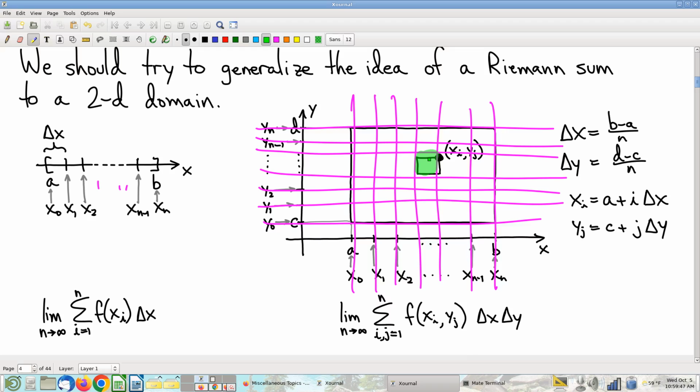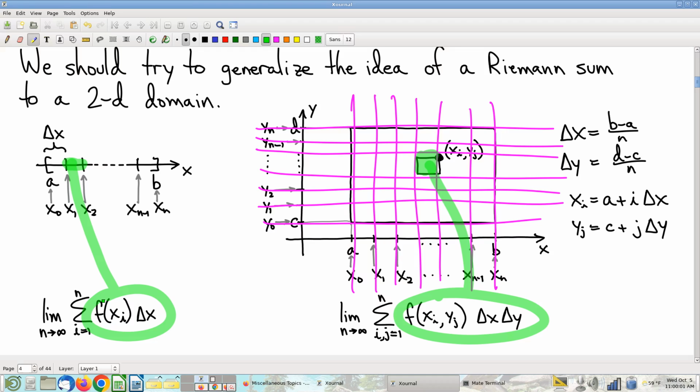And then on each piece, we're going to do like we did below. We're going to multiply the value of some function times the size of that piece. Right? That's the exact same thing that we did here on each little piece. Value of some function times the size of that piece, the size being delta x.